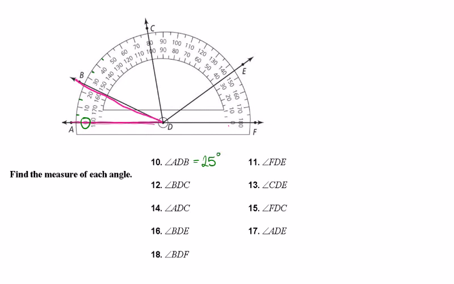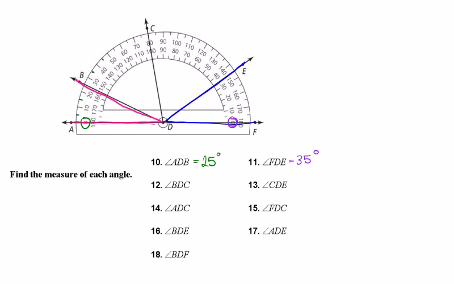All right, number 11, FDE. For FDE, let's see. All right, so this time I'm going to use this 0, right? I'm starting on the right side, so I'm going to use the 0 here because that's where DF is. And so E is positioned between 30 and 40, and so 35, right? 35 minus 0 is 35.